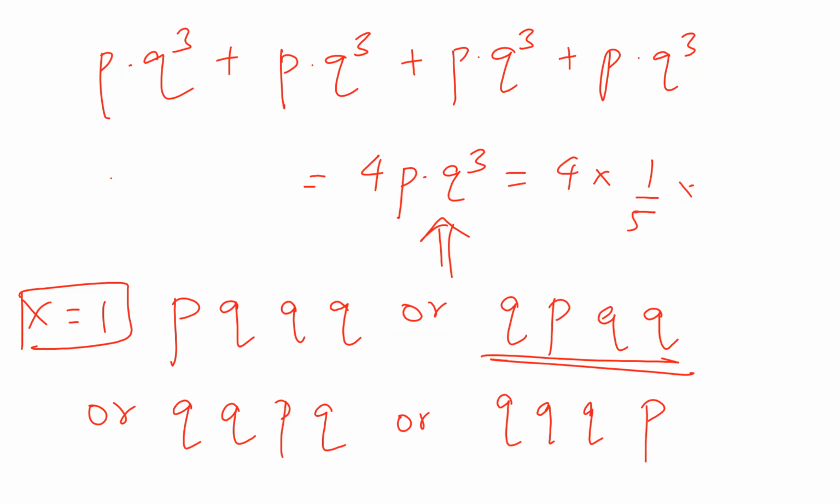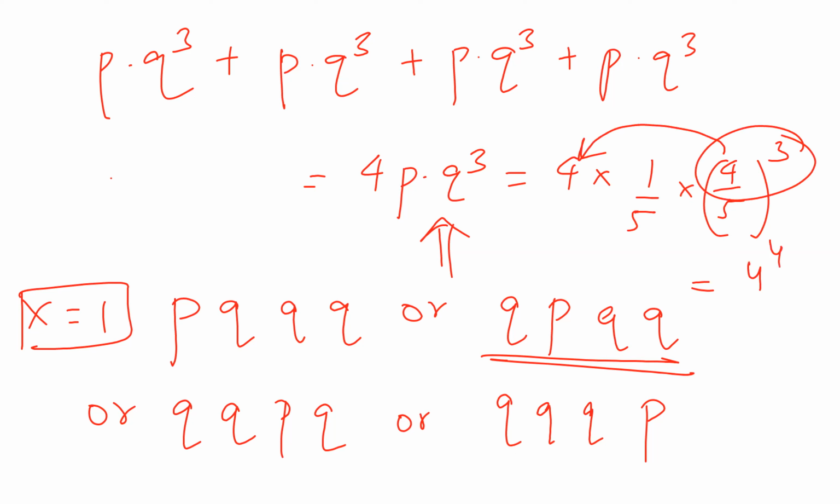And Q is 4 by 5, 4 by 5 the whole cube. Right? So this will be equal to 4 cube into 4, which will be 4 raised to 4, and 5 cube into 5 will be 5 raised to 4. So this also will be 4 by 5 the whole cube. I hope you understood the entire solution for the one defective bulb.